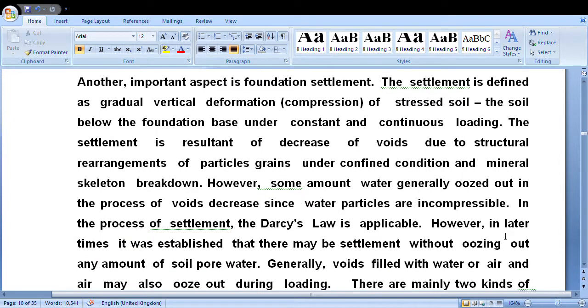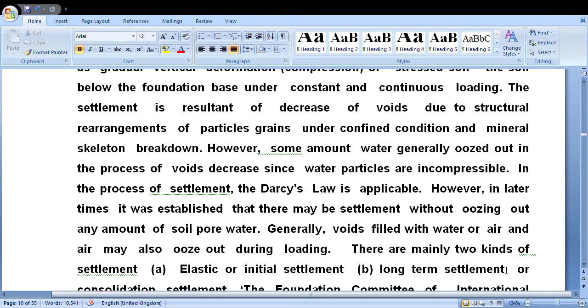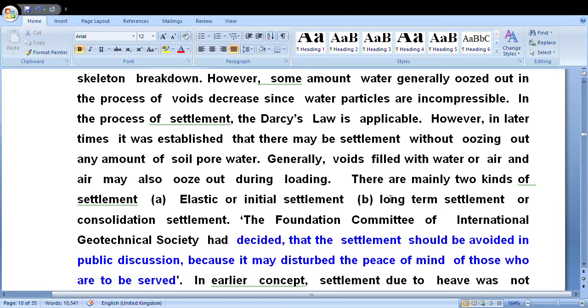However, in later ages, it was established that there may be a settlement without oozing out of any amount of soil or water. Generally, voids are filled with water or air, and air may also ooze out during loading. So, in consideration that Darcy's law is not applicable, I have already said there are long-term settlement, that is consolidation settlement, and elastic or initial settlement, and another is immediate settlement.